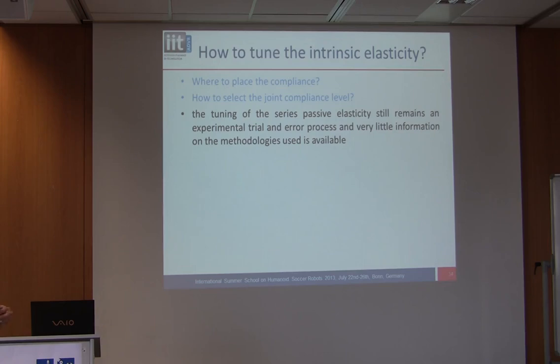So let's move to the second task that we had in the design of the robot, which was how to tune the compliance. Of course, first is where to place it, and how to select the joint compliance. If you look at the literature, since elastic robots were developed in the past, you see that there's not much detail on how this is done in most of the systems. And in most cases, what people do is basically start playing with the series elasticity on the joints.